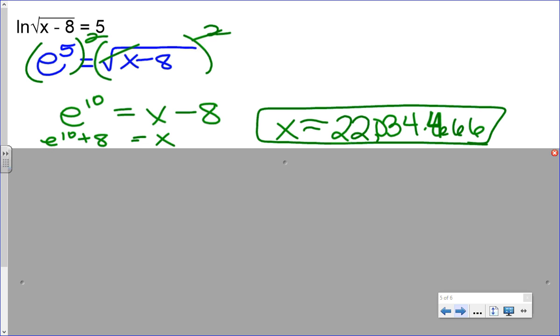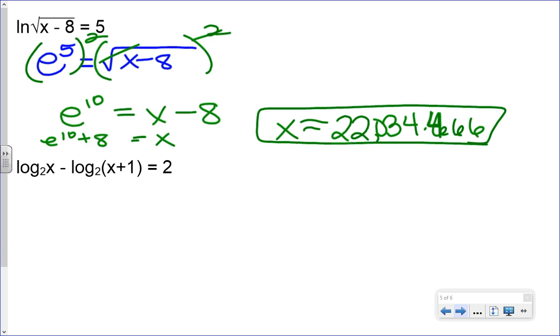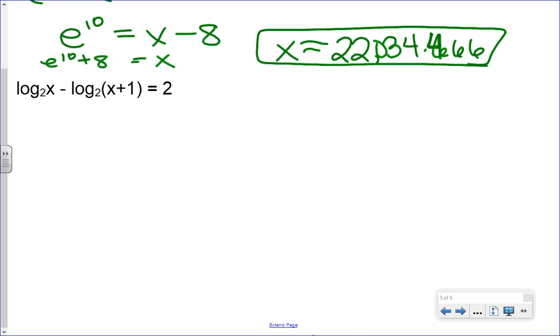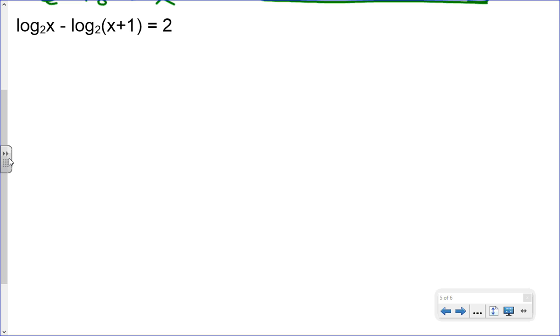All right, last example. Are you ready? And we'll turn the lights on and we'll get you doing some work. Log base 2 of x minus log base 2 of x plus 1 equals 2.